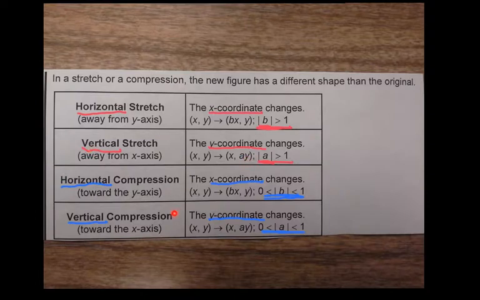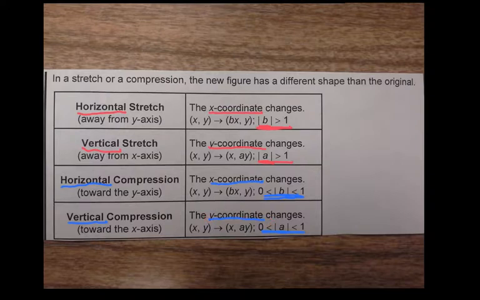For compression, once you see the word compression, the factor has to be between 0 and 1, or I like to say less than 1. And then you go into details again. If it's horizontal, you multiply the x values. If it's vertical, you multiply the y values.